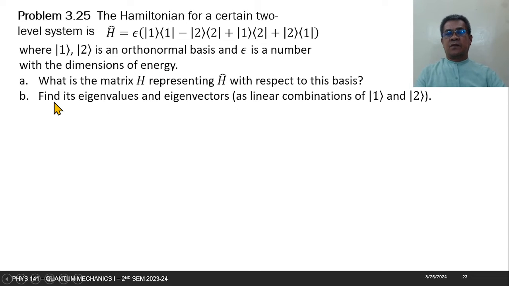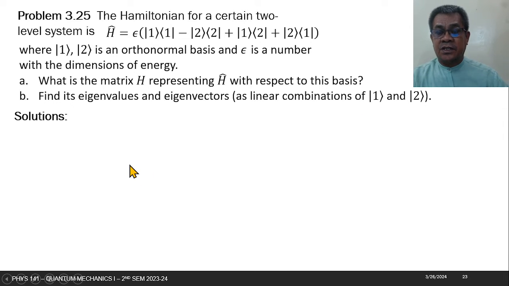Now the question is: what is the matrix representing the Hamiltonian operator with respect to these bases? Meaning we will solve for the Hamiltonian operator in matrix form. Because this is two-dimensional, we will provide the 4 elements of the Hamiltonian operator. After that, we will find the eigenvalues and eigenvectors as a linear combination, with the answer in terms of state 1 and state 2.